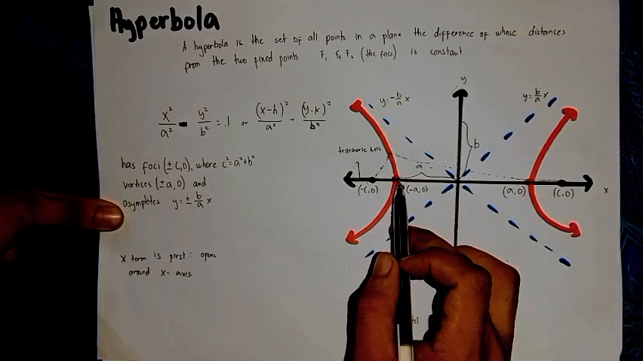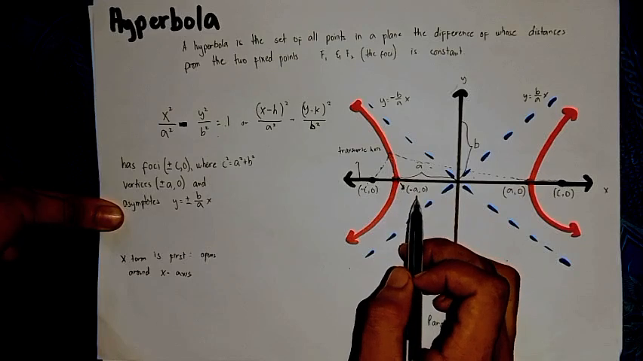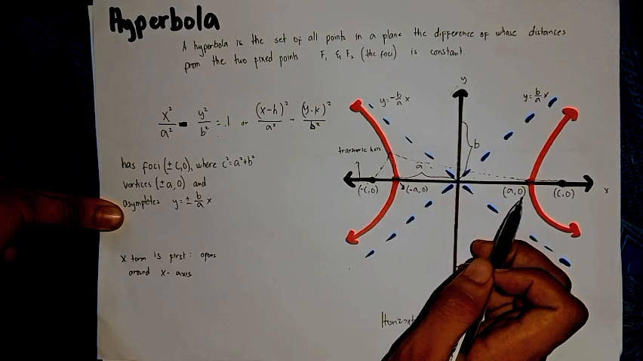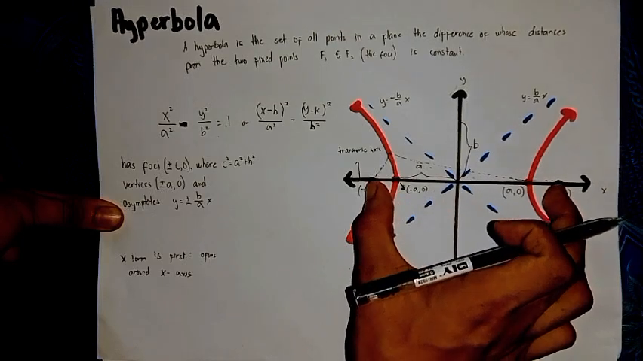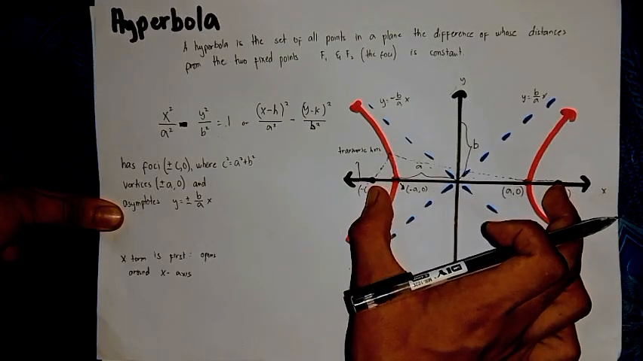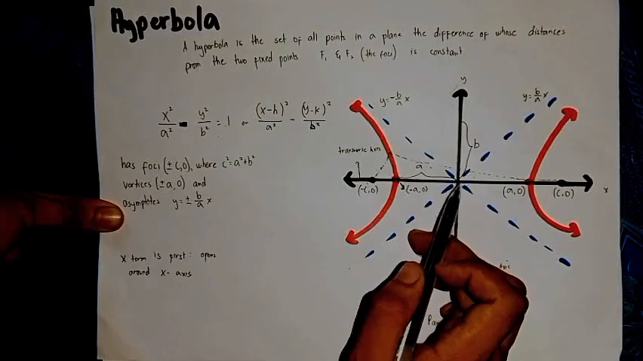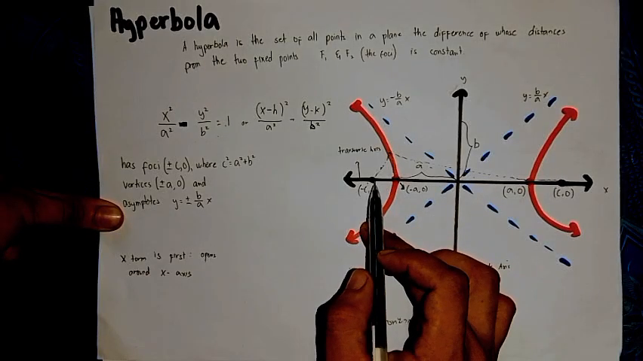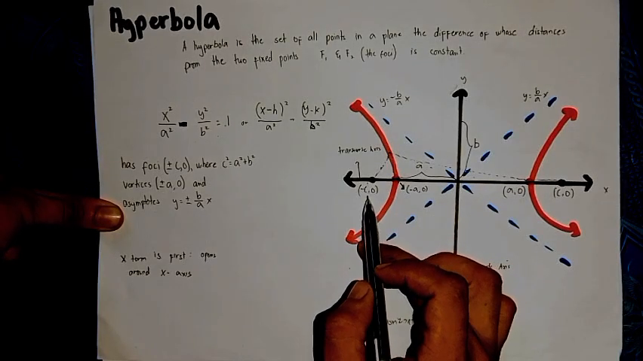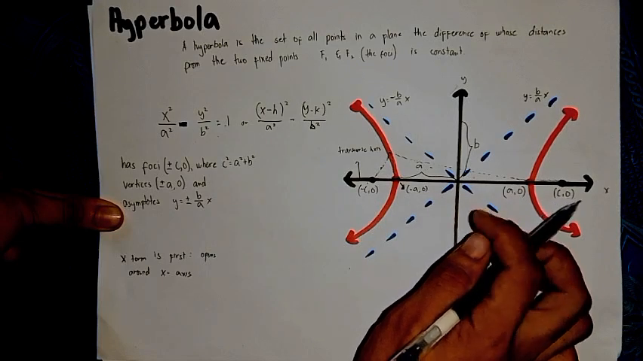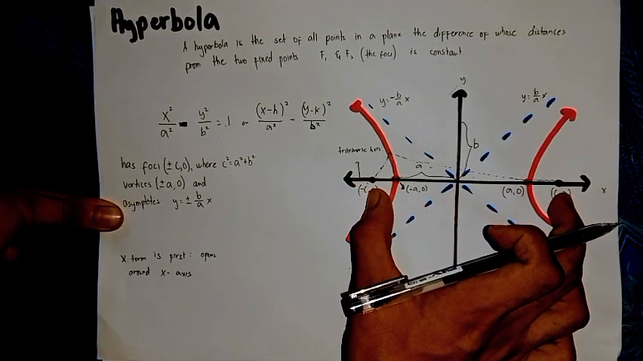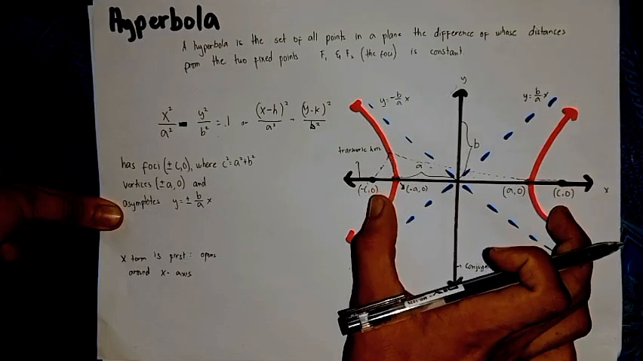That's why our vertices are negative a, 0 and a, 0. And we have two foci. The distance from the center to the foci is denoted as c. That's why we have negative c, 0 and positive c, 0, where c squared is equal to a squared plus b squared.